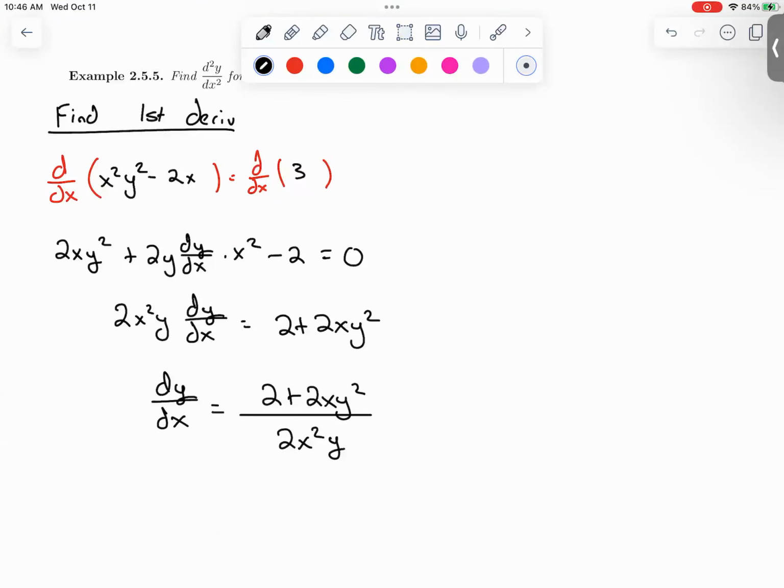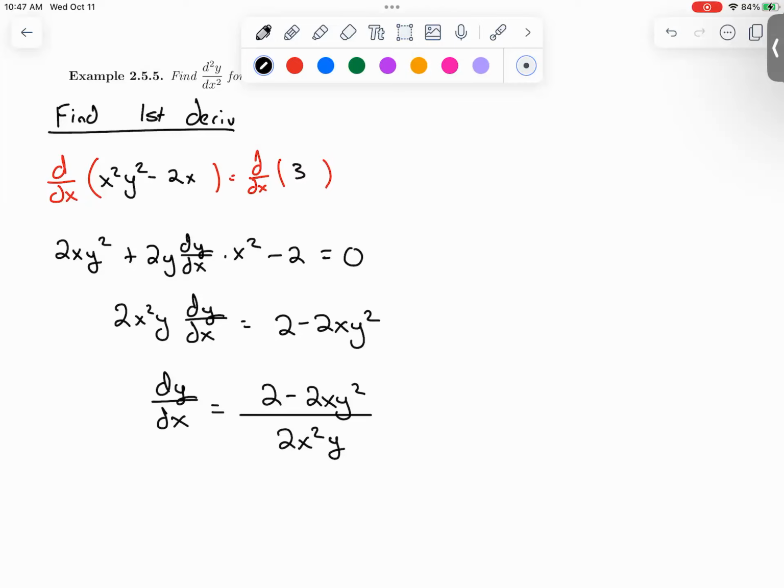Yes. Minus 2x, it should be minus. Thank you. That should be a minus sign there. The right-hand side should be 2 minus 2xy squared. So 2 minus 2xy squared. Thank you for catching that. All right. That's the first derivative.